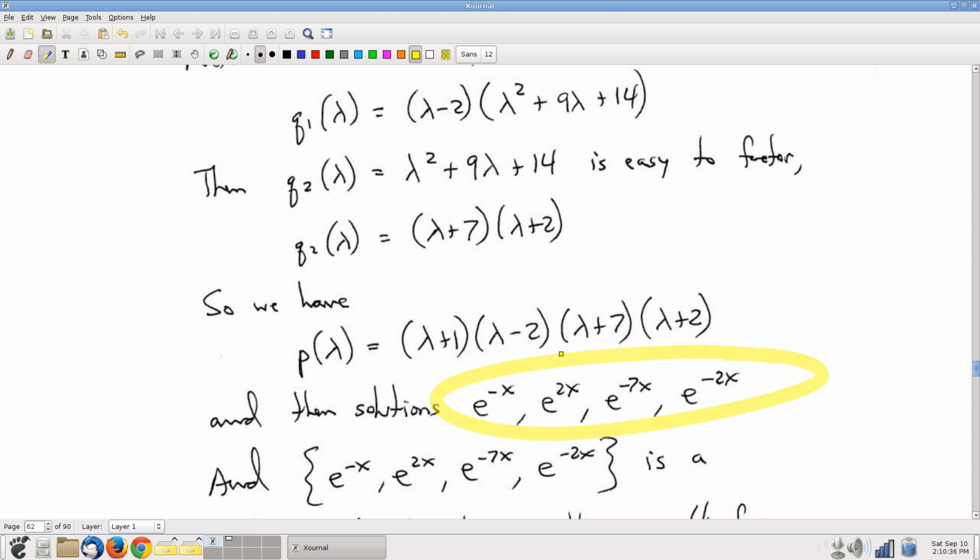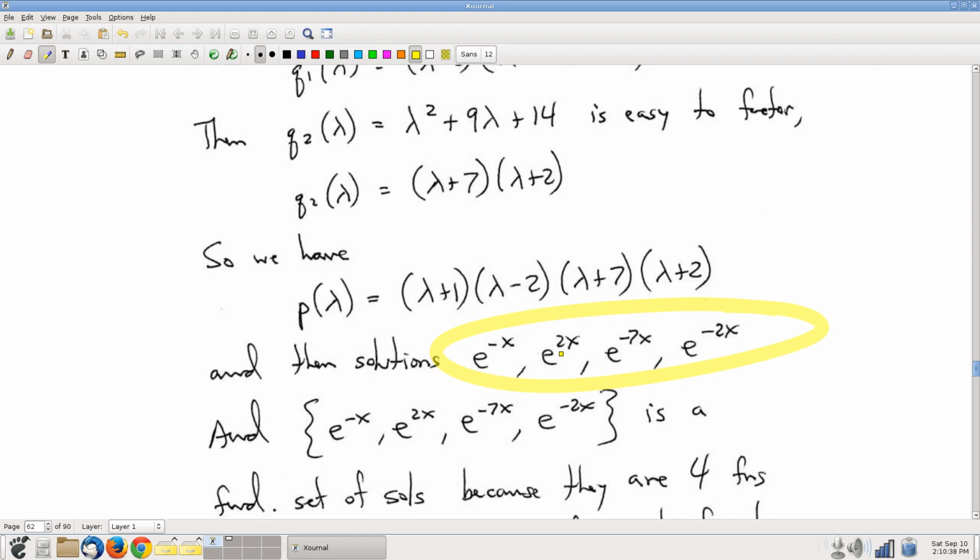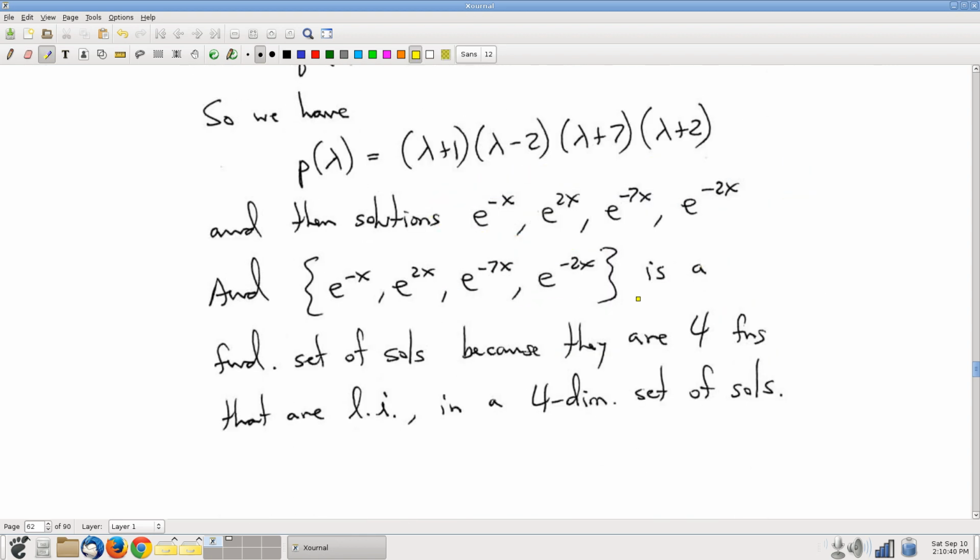Now, here's where we begin linear algebra games. We had a 4-dimensional set of solutions because it was a fourth order equation. We have here 4 solutions. I'm going to assert here for the moment that these are independent. And that is true, they are independent. We'll talk about how I know that later. And therefore, by linear algebra arguments, this is a basis and thus a fundamental set of solutions for our solution set.